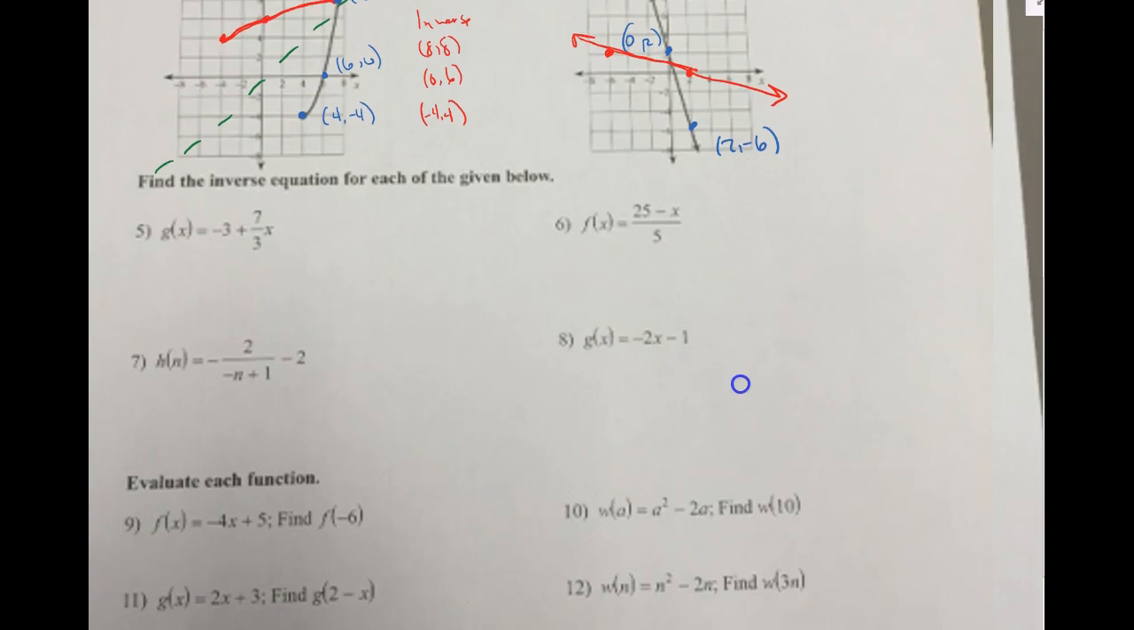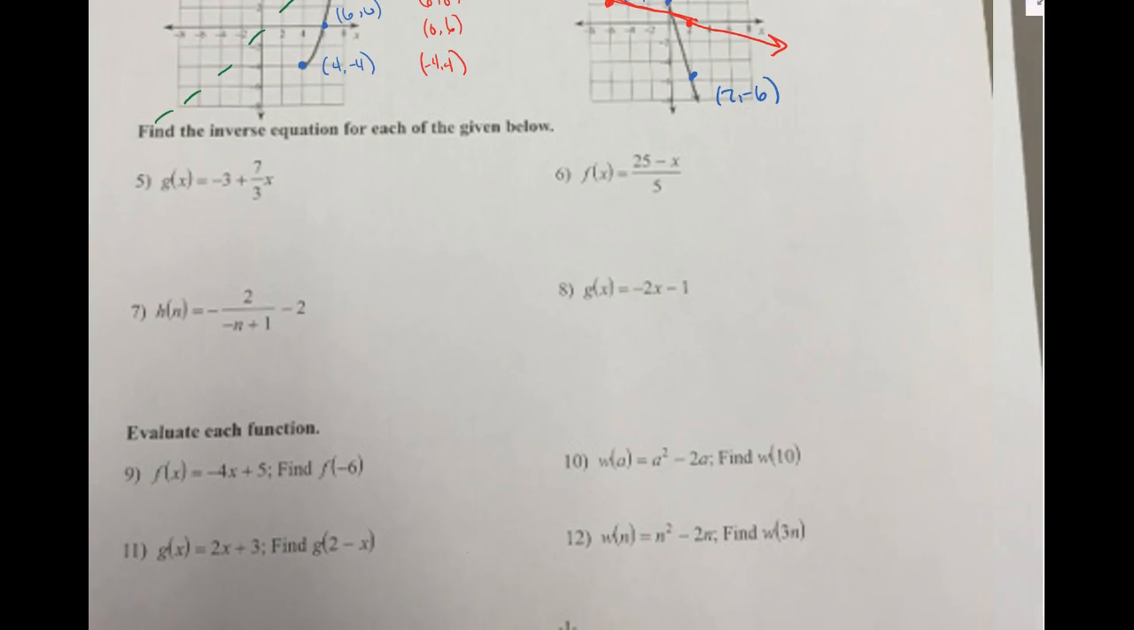Moving right along. Okay, find the inverse equation of the one given below. Remember, that's just a y, and we're just going to switch x and y and then try to solve it. So it's going to be x equals negative 3 plus 7/3 y. I would probably move that 3 to the other side first. And to get rid of this 7/3, you could multiply everything by 3. That'll get rid of that fraction for you, right? So it would be 3x plus 9 equals 7y.